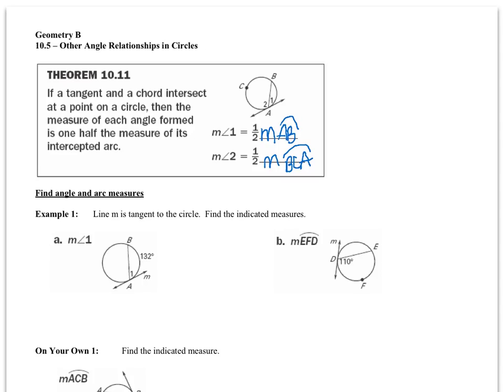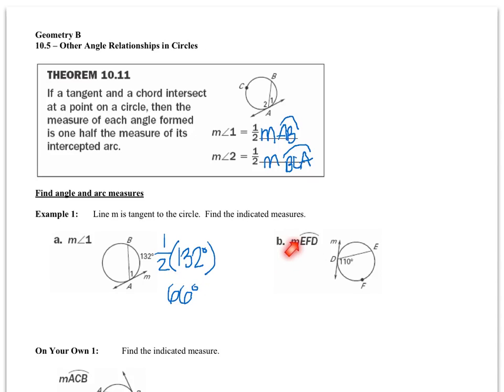It says find angle and arc measures. So for example 1, line M is tangent to the circle. Find the indicated measure. So we want the measure of angle 1, which is this angle right here. And I know this arc is 132 degrees. So the angle is going to be half the arc, so I can just do half of 132 degrees. Half of 132 is 66 degrees.